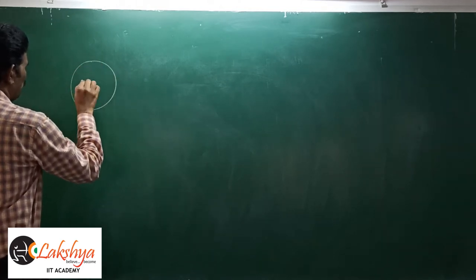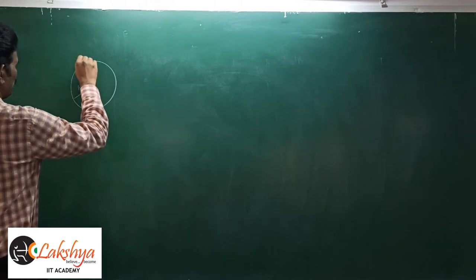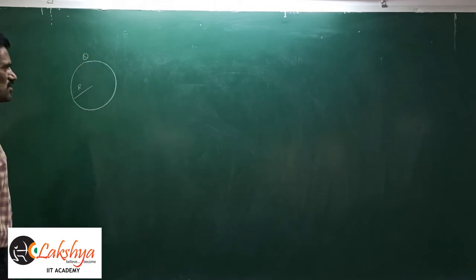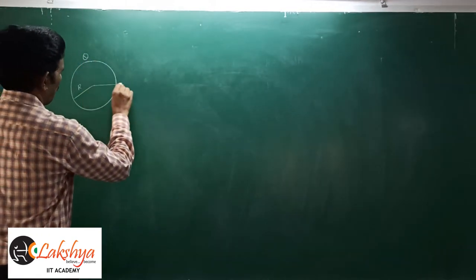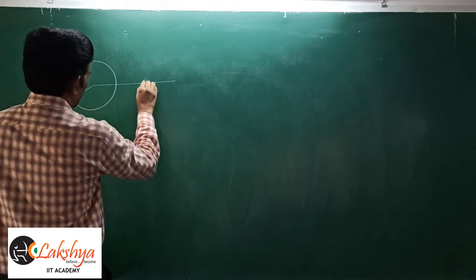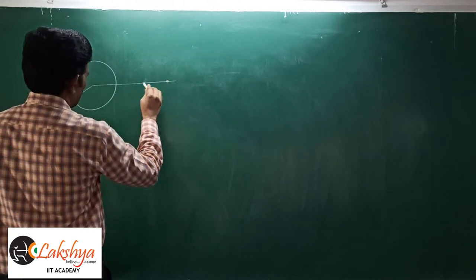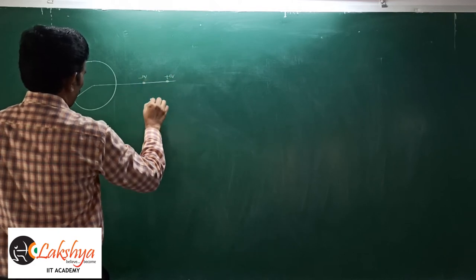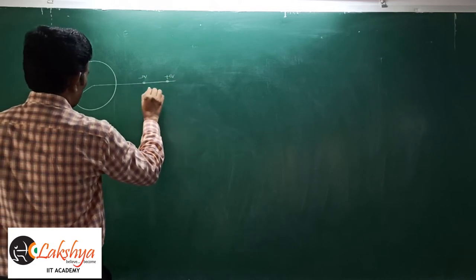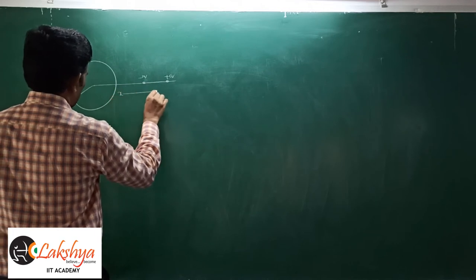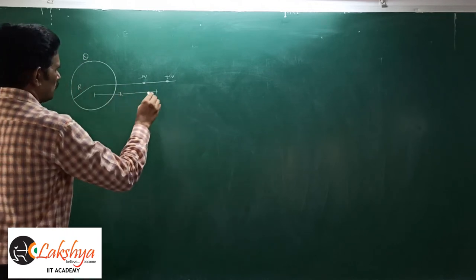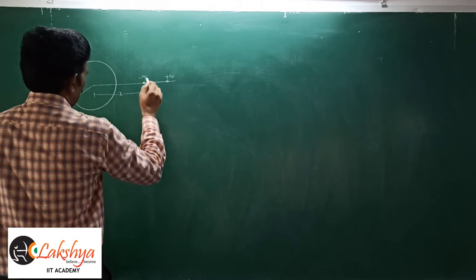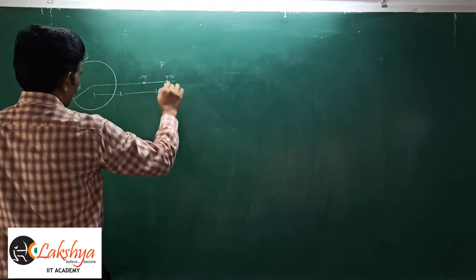This is a sphere of radius r, having some charge q distributed uniformly. Now a dipole is placed here along this direction. A small dipole is placed like this, this is minus q and plus q. Let the dipole moment be p here, at a distance of x from it. So the dipole moment p is given.